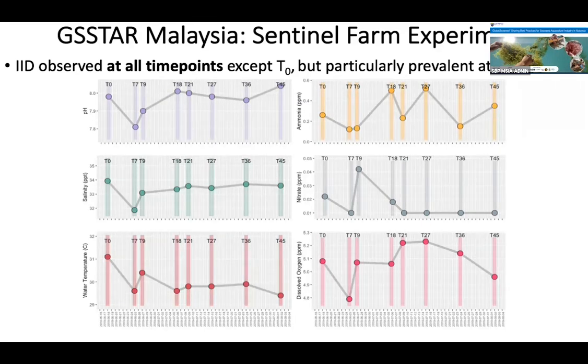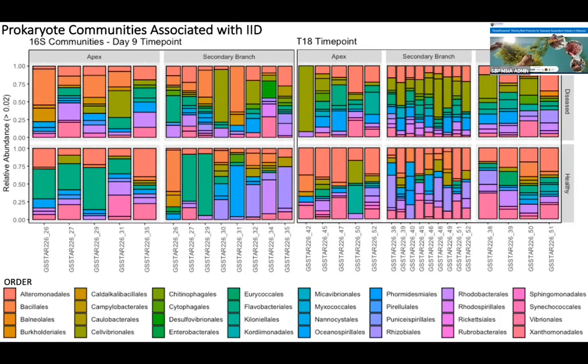ranges for coastal seawater. Here we have the bacterial communities from samples collected on day 9 on the left and day 18 on the right. So on the top row in each case are the IID samples, and on the bottom the equivalent healthy tissue. For day 9, we have IID tissues from apical and secondary branches and not the older primary branches, which we do have for the T18 time point.